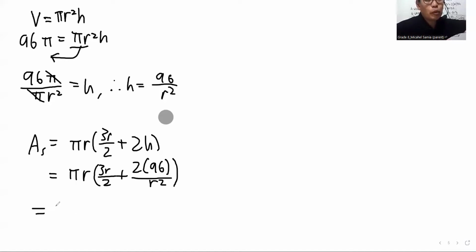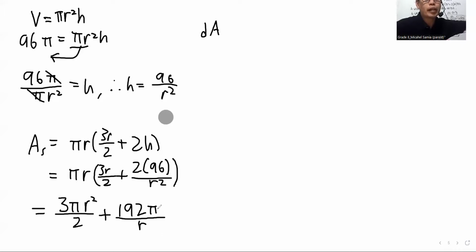Just distribute it first. Distribute pi r, 2, 3r over 2 and... Yes, okay. Pi r, Josh, 192 pi r. Then you cancel it already. Okay, just show the solution first. Pi r squared, sorry, pi r and then r squared below. So that, okay. Yes. Raise it up.